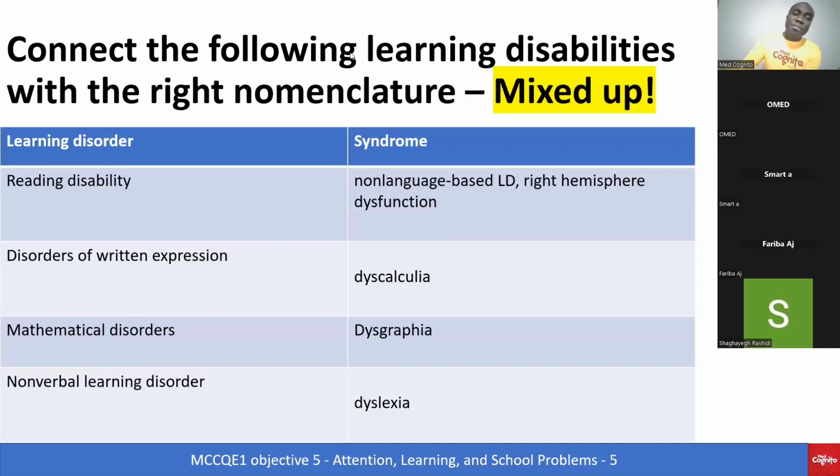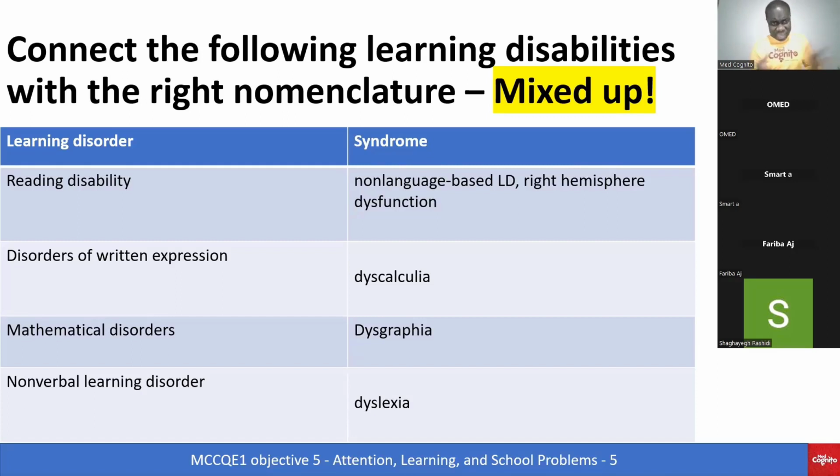Okay, now I've mixed this up because we're saying that the issue of learning goes in various areas of learning. So I want somebody to connect the following learning disabilities with the right nomenclature. This does not match to this. It's been mixed up. In the next slide, I'm going to give the right answers. So reading disability, is it a non-language-based learning disability, right hemisphere dysfunction? Is it dyscalculia? This is dysgraphia? Is it dyslexia? Disorders of written expression, what is it? Mathematical disorders, what is that? Non-verbal learning disorder, what is that?